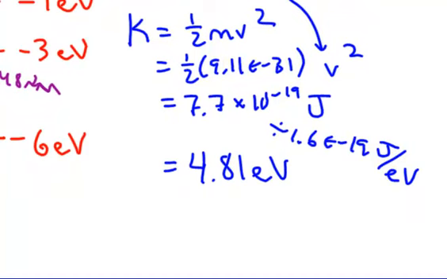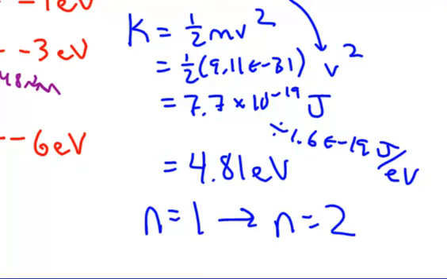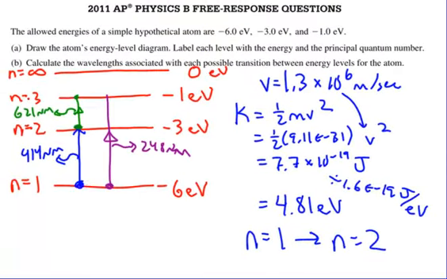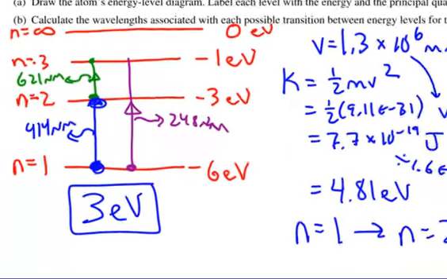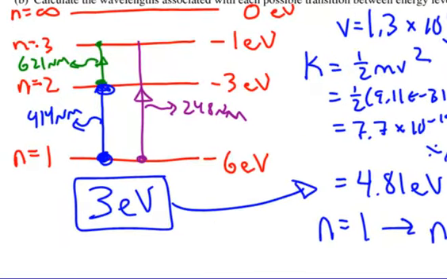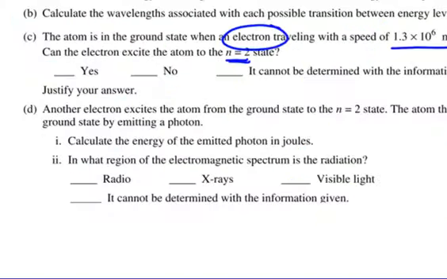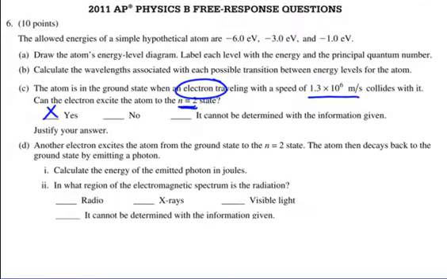Now they want to know, could I go from the ground state, the n equals 1, all the way up to the n equals 2 with 4.18 electron volts? Let's go back. From the n equals 1 to the n equals 2, it only needed 3 electron volts. Is 4.18 electron volts enough energy to kick it up? The answer for that is yes. It is enough energy to jump it up the energy state.